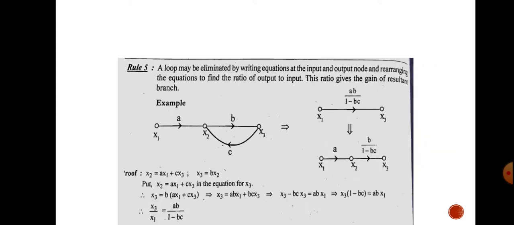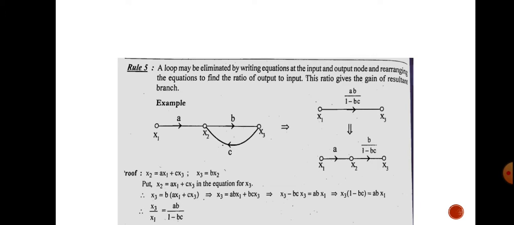The next rule is that a loop may be eliminated by writing the equations for the input and output node and rearranging the equations to find the ratio of output to input. The ratio gives the gain of the resultant branch, and this rule can be explained using a diagram. Here there are three nodes x1, x2 and x3 with transmittances A, B and C. B and C form a closed loop, because starting from node x2 it travels to node x3 and again goes to x2. So it is a closed loop.